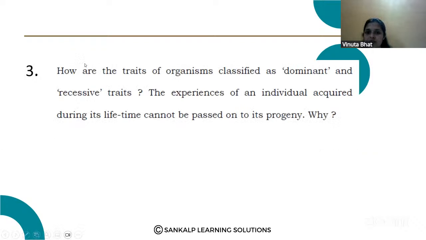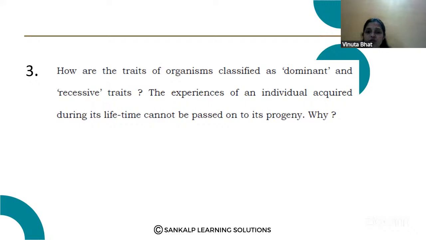Next question. How are the traits of organisms classified as dominant and recessive? The experience of an individual acquired during its lifetime cannot be passed to its progeny. Why? Because the experience, that is the acquired character, is not a genetic character that will transfer from parents to the next generation. The acquired character in its lifetime will not transfer from parents to the next generation.